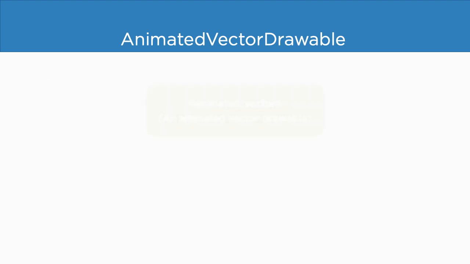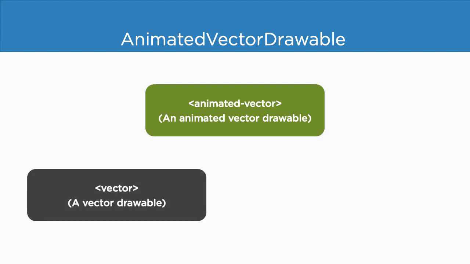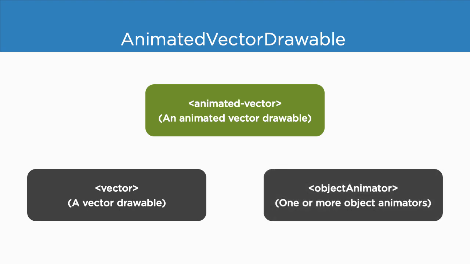To implement AnimatedVectorDrawable, you at least need 3 XML tags. The first one is AnimatedVector, which represents an animated vector drawable. The second tag is a vector, which represents a vector drawable. And the third tag is objectAnimator, which represents animations. Note that you can have multiple object animators based on how many animations you want to apply on your vector. Now the purpose of this animated vector is to apply this animation on our vector drawable. So let's see how to prepare these XML resources and use them within files.